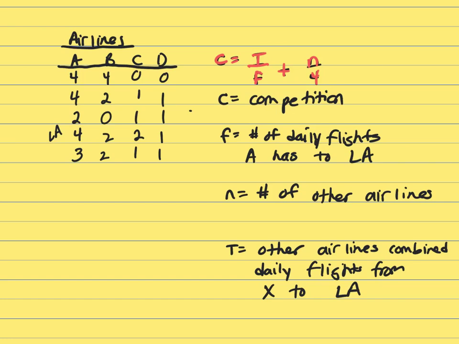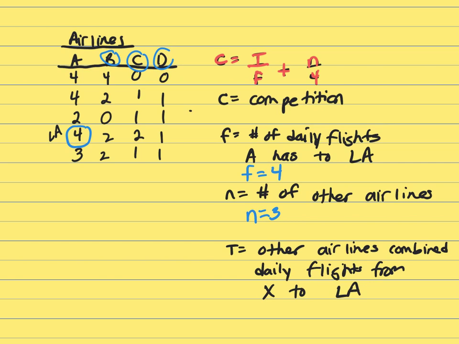We are trying to find airline A's degree of competition relative to the other airlines. All right, so F equals the number of daily flights A has to LA. Well, that would be 4. So F equals 4. N is the number of other airlines. Well, B, C, and D. Then that would be N equals 3.